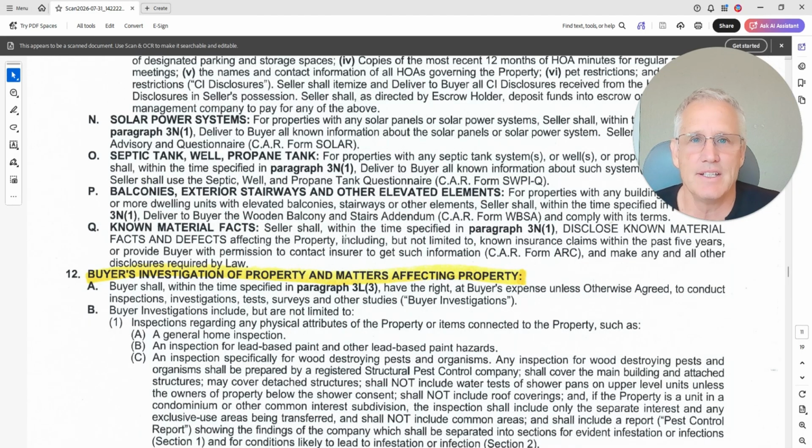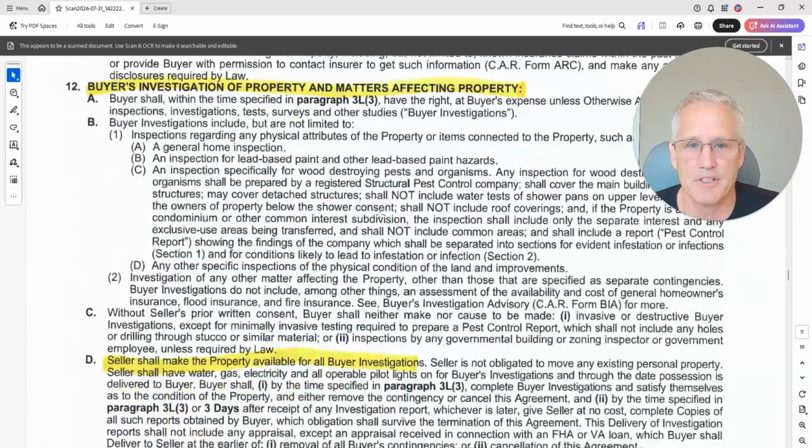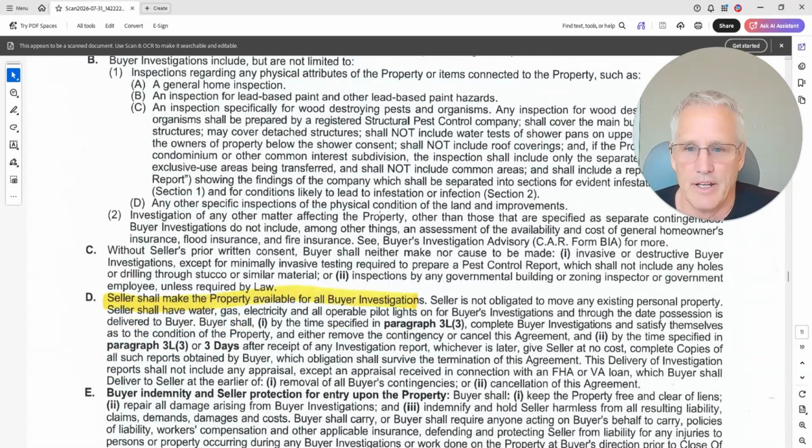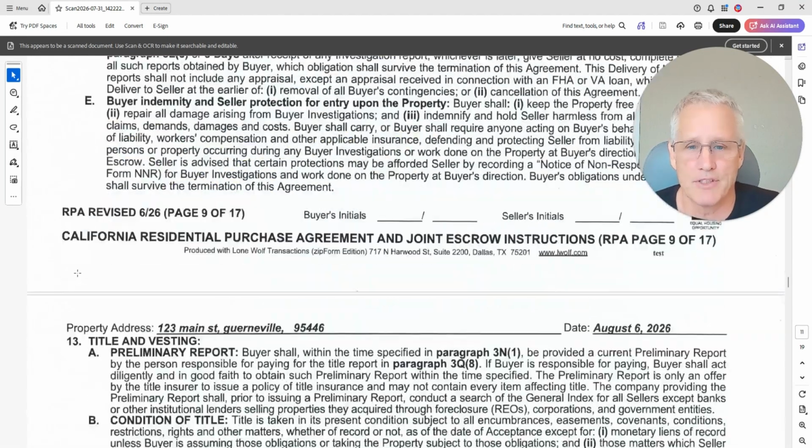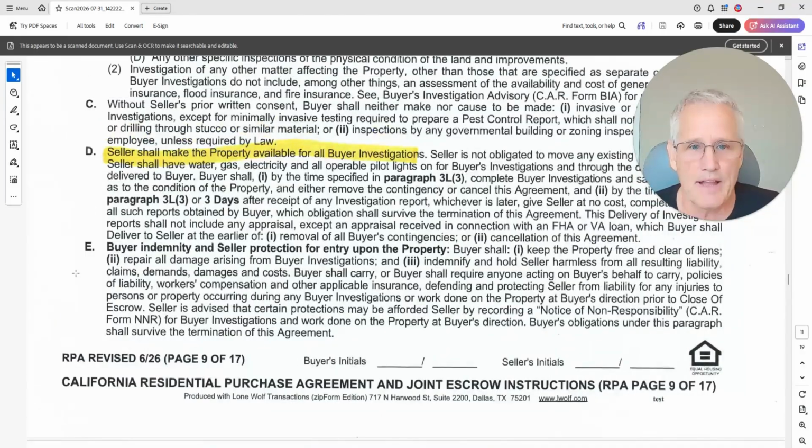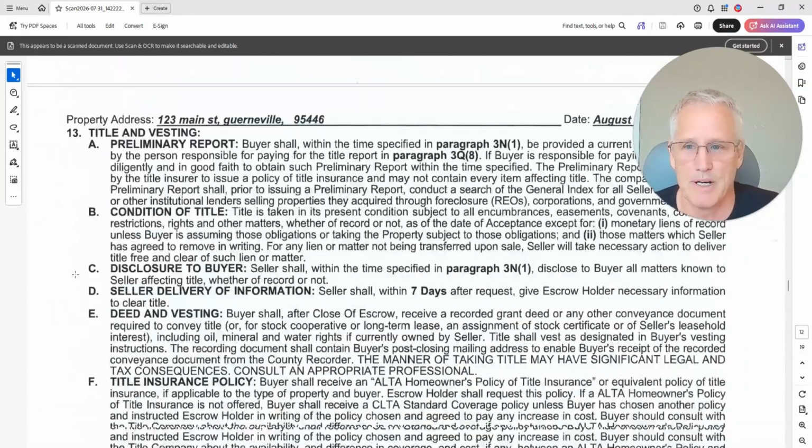So if you have a 17-day inspection contingency, you can do a home inspection, a pest inspection, a septic inspection, a mold inspection. You have the right to go over all the documentation and go to the county and pull county records if you want to do that during that inspection contingency period. And then also the seller has to make the property available to the buyer for all those inspections. And it just gives the details of what that looks like and whose responsibilities are what.